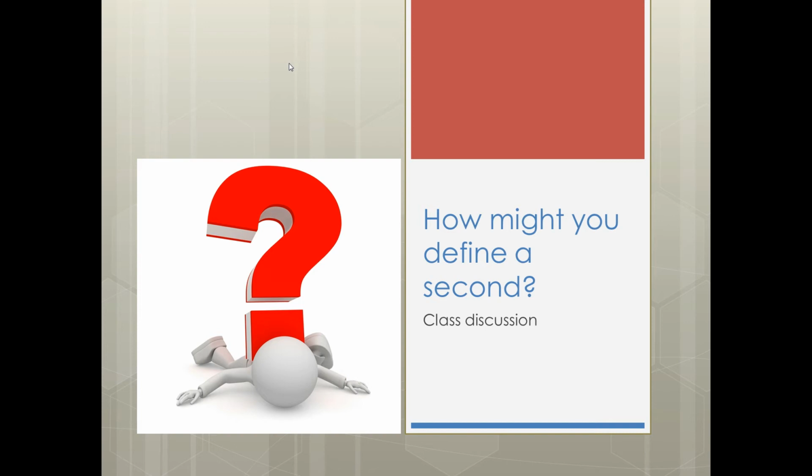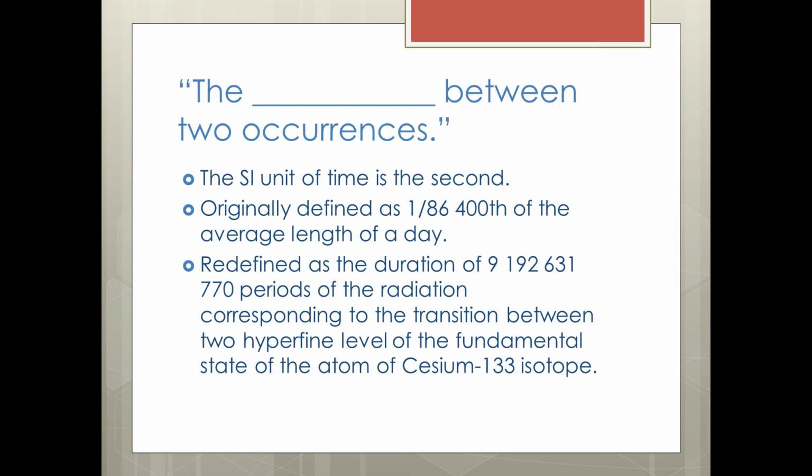It was originally defined as a partial length of a day. Time is actually now defined as, and I know we're all going to get this, the duration of 9,192,631,770 periods of the radiation corresponding to the transition between two hyperfine levels of the fundamental state of the atom of cesium-133 isotope. Whew, I know exactly what that is.